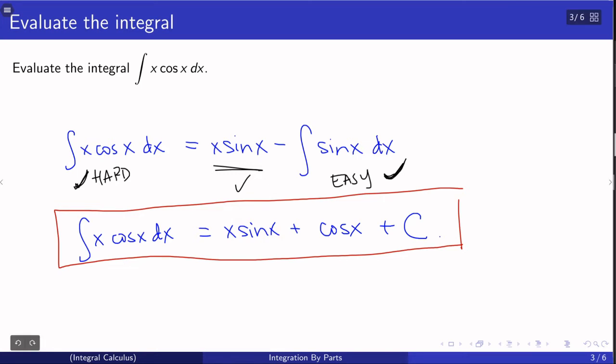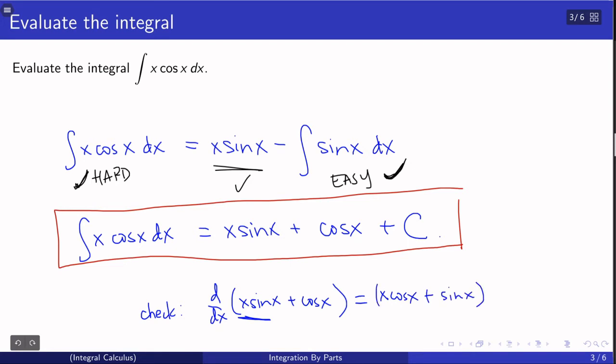And it's easy to check your work here. If you take the derivative of your answer, you'll see the product rule here again in action. It's x cosine x plus sine x. Cosine x becomes minus sine x. Then they cancel, leaving you with just x cosine x, which is correct.